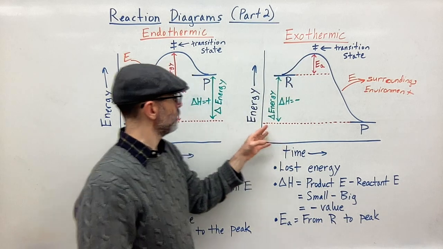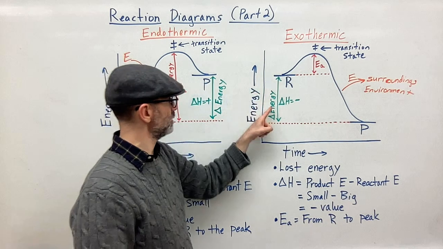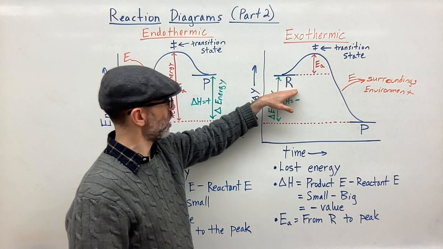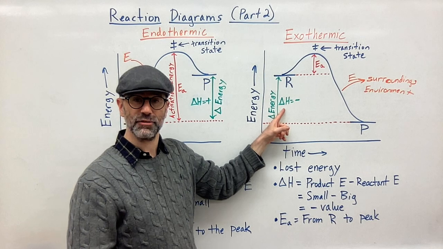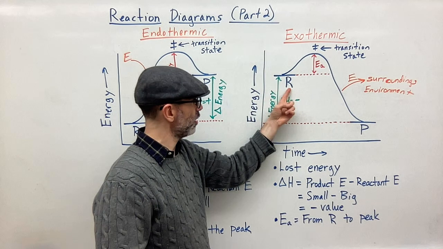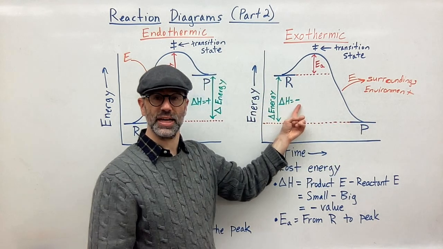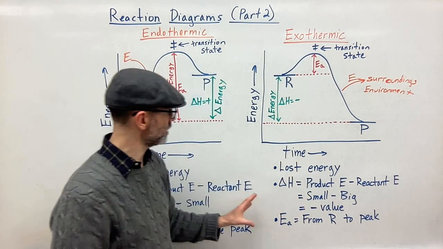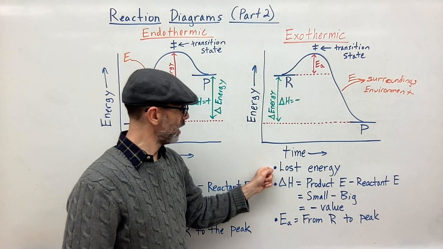And then again, the energy difference between products and reactants is delta H. But here, notice that the reactants are higher in energy than the products, so your delta H is going to be negative, right? Because you start with higher energy and end up with lower energy, so there's a loss of energy and there's the negative sign. So if I recap what I was saying here, in this case, for an exothermic reaction, energy is lost.